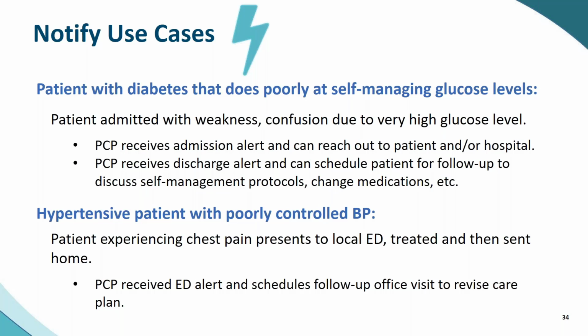All right, let's take a look at a hypertensive patient. They have poorly controlled blood pressure, they're having chest pains, they go to the ED, and then they're treated and sent home. The primary care provider is going to get an alert. You can reach out to that patient and figure out: was it just a once-in-a-lifetime issue? Or is it something that's going to be reoccurring that he needs treatment for so that it can be prevented in the future?